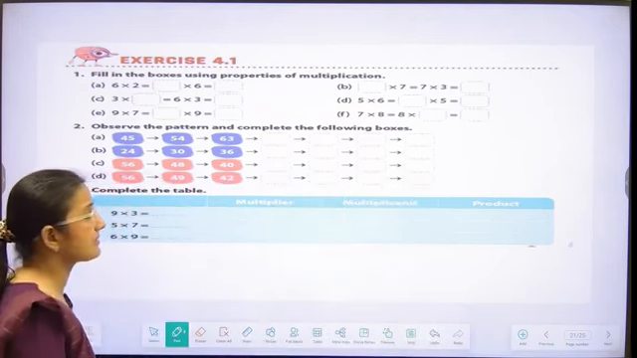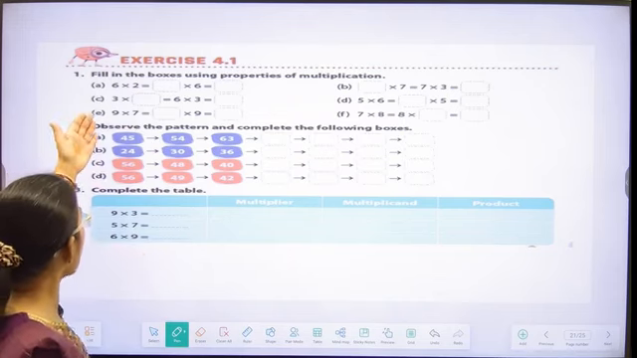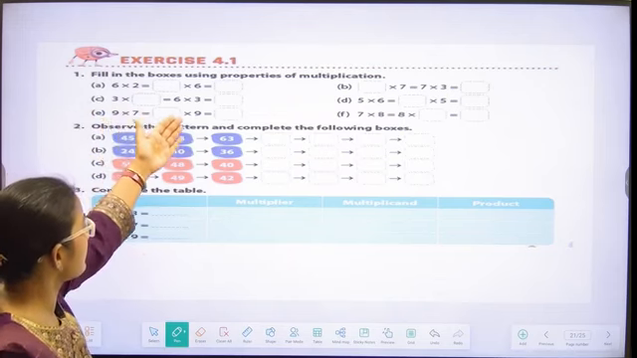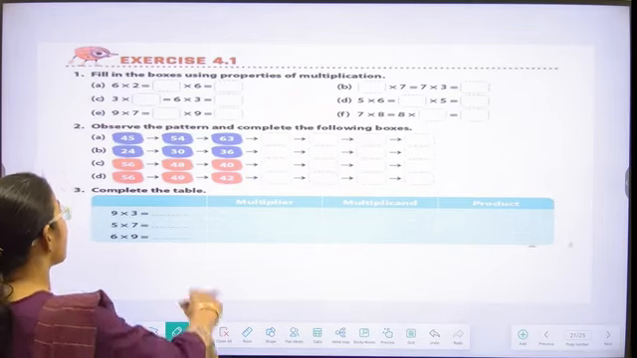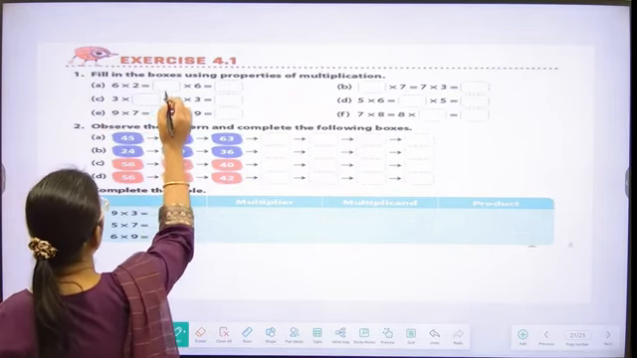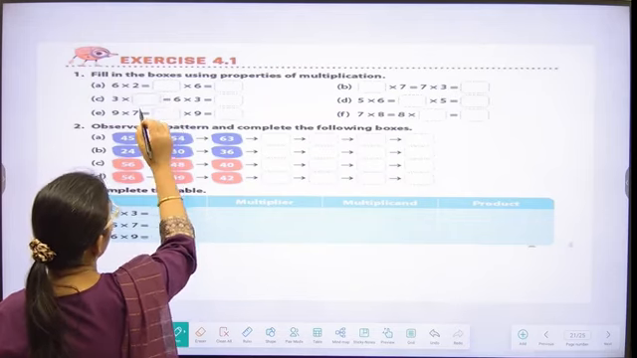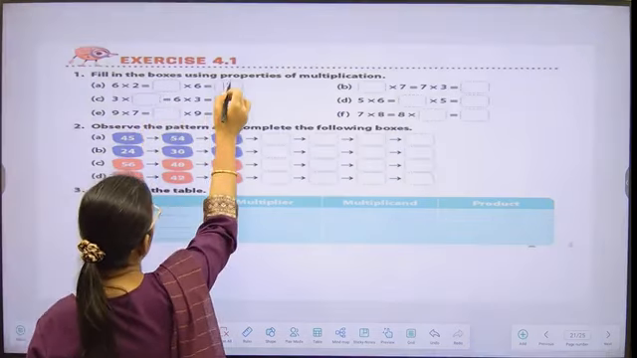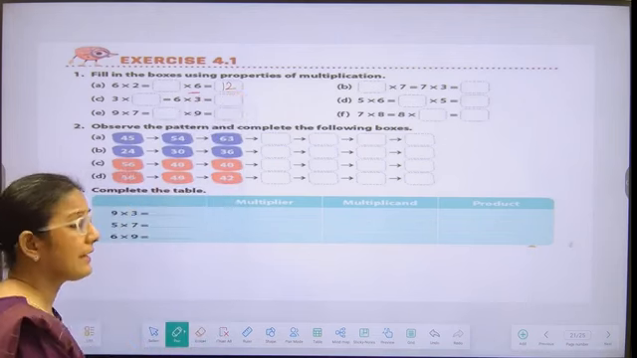Now students, let's start our first exercise, 4.1. We have to fill in the boxes using properties of multiplication. Let's do it with me. The first one, 6 multiplied by 2, I am getting 12, student. And if I am multiplying, what should I multiply to 6? So I'm again getting 12.